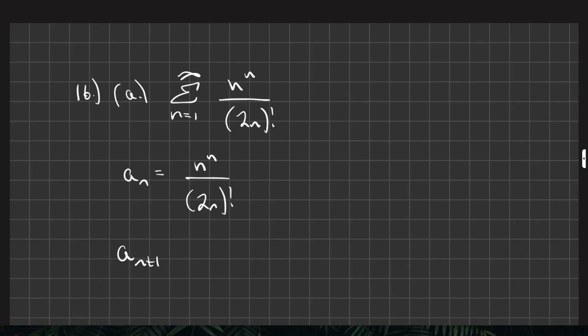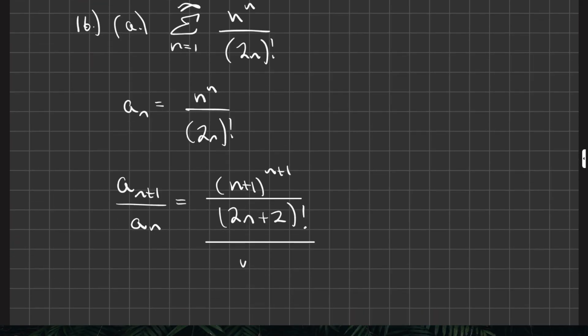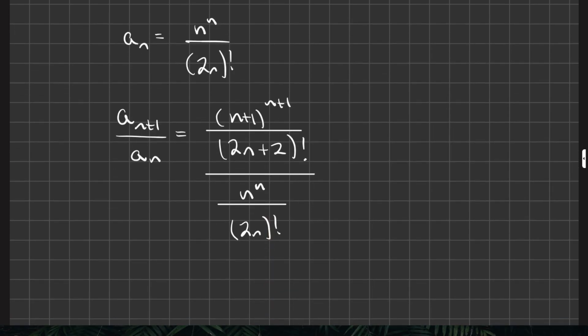So this will be a_(n+1) over a_n. So this will give us (n plus 1) to the n plus 1 over (2n plus 2) factorial, over n to the n over (2n) factorial. Make sure you use parentheses with these factorials, right? We generally don't write these without parentheses when we have something more than just n factorial. So make sure you're always including parentheses, just a thing to keep in mind. We could take the reciprocal.